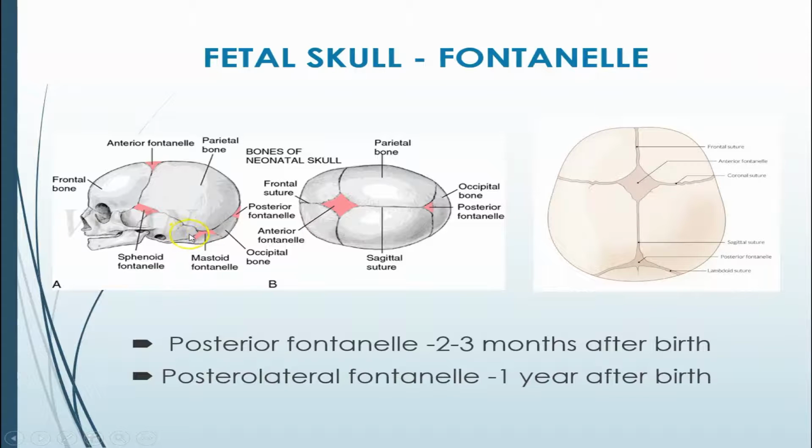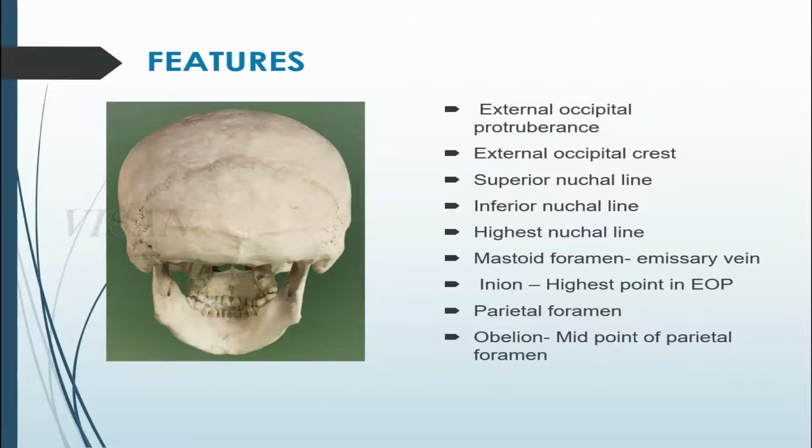So between the temporal bone and the occipital bone, the area which is incompletely fused and connected by means of a membrane is called asterion. In the fetal skull, this is called the posterolateral fontanelle because it is on the posterior aspect as well as on the lateral aspect. So it is called posterolateral fontanelle. This fuses at the age of 1 year after birth.